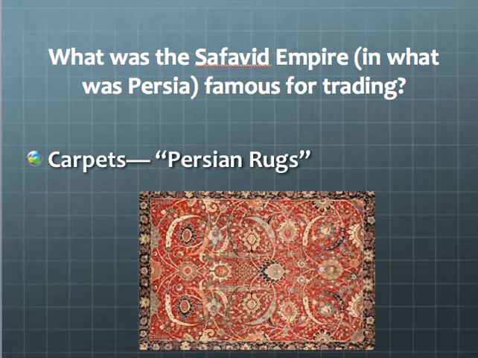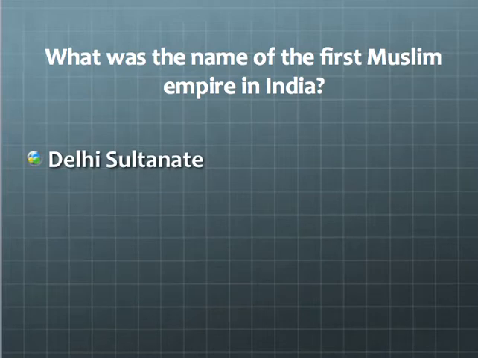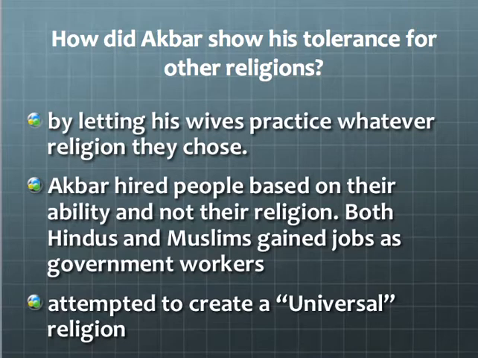What was the Safavid Empire in what was originally Persia, famous for trading? Persian rugs, carpets. What was the name of the first Muslim empire in India? The Delhi Sultanate. How did Akbar show his tolerance for other religions?